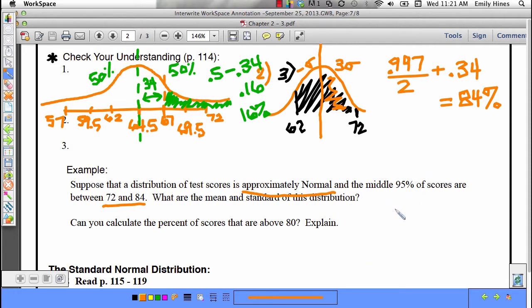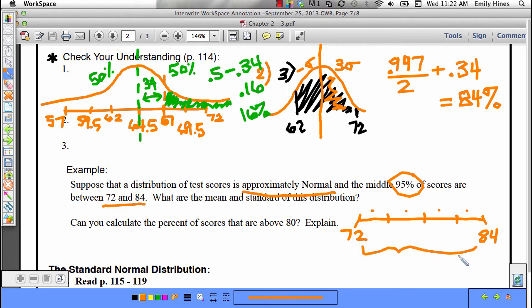So if I look at this, I know that if 95% of scores are between 72 and 84, that means that they are 2 standard deviations above and 2 standard deviations below my mean because it's approximately normal. So I can find my standard deviation by dividing this distance by how many standard deviations there are. So from 72 to 84 is a distance of 12. And if I divide that by 4, that means each one of these distances is 3.